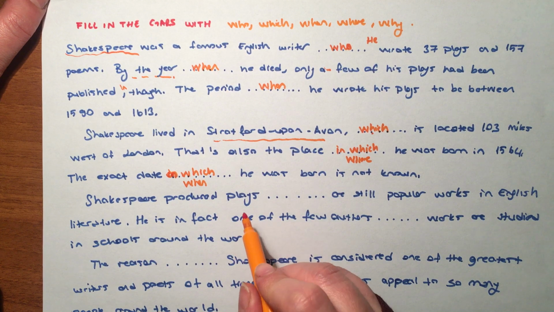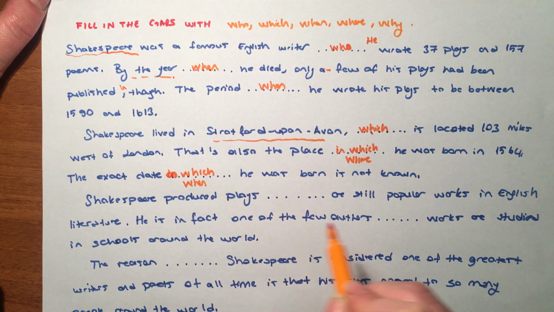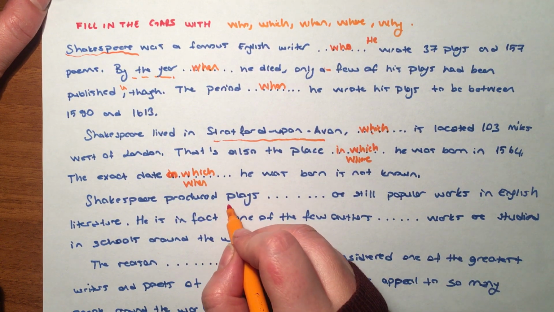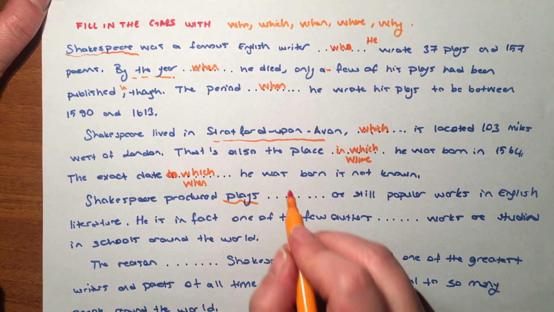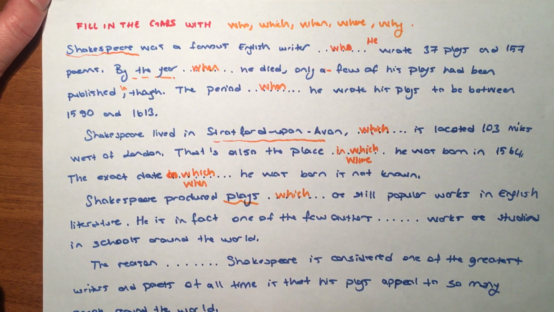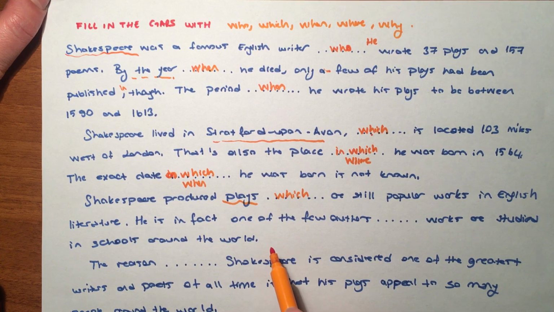Hemen hatamızı düzeltelim. Shakespeare produced plays, blah blah blah, are still popular works in English literature. We talk about Shakespeare's plays. Okay, so it's a thing. Okay, we use which in this sentence. He is, in fact, one of the few authors, blah blah blah, works are studied in schools around the world.